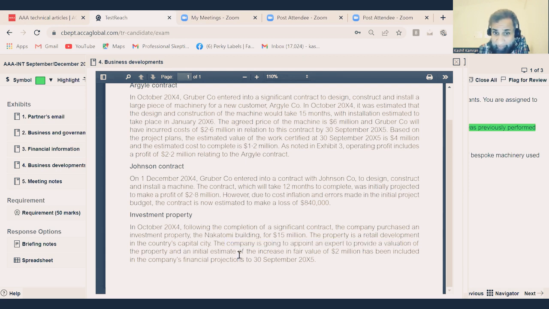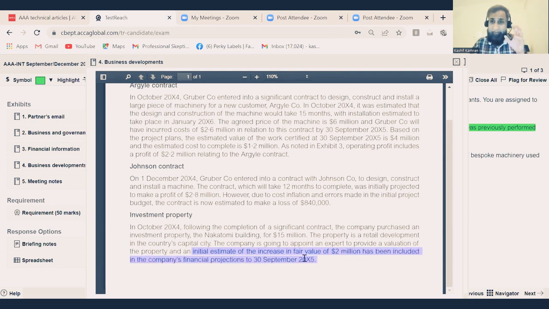The initial estimate of fair value of $2 million has been included in the company's financial statement. So who determined the initial estimate? Martin, because the expert is yet to be appointed. So does that make this $2 million risky? Does that make this $2 million subjective? Does that make this $2 million a risk of overstatement?